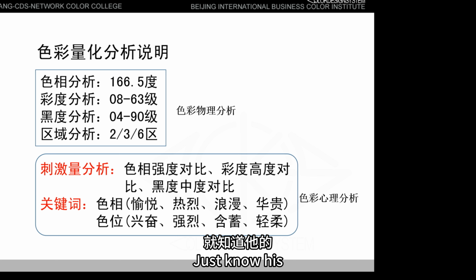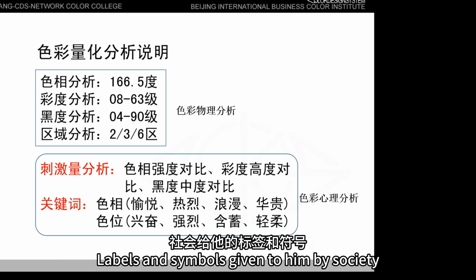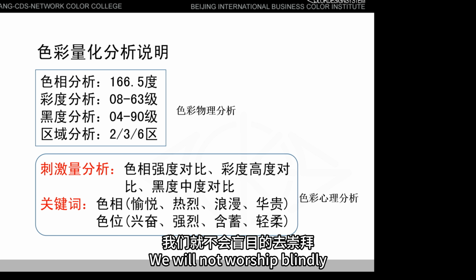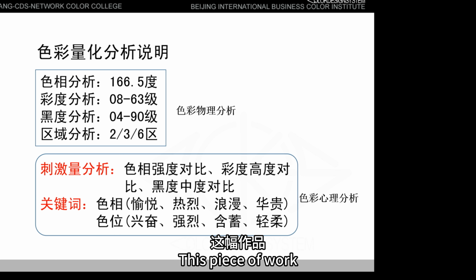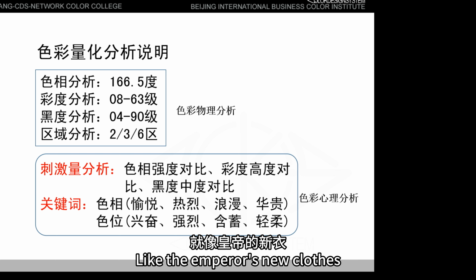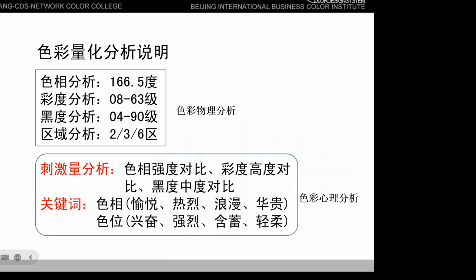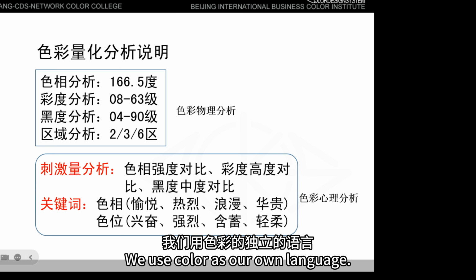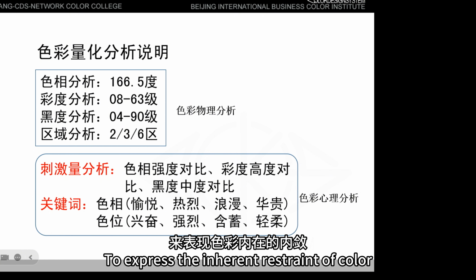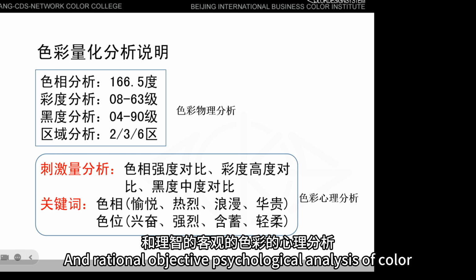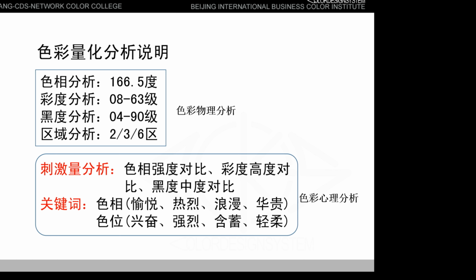Needless to say, just know the labels and symbols given to him by society. He is a master of color, a master artist. We will not worship blindly. This piece of work, like the emperor's new clothes, is a channel for professional color art. We use color as our own language to express the inherent restraint of color. We use cool, rational physical analysis and rational objective psychological analysis of color.